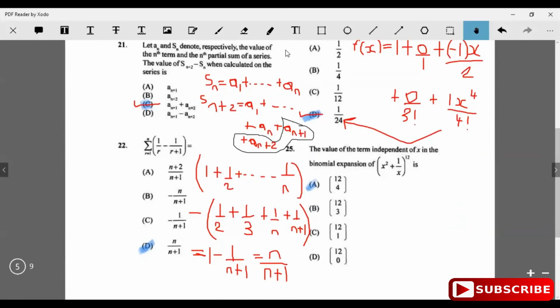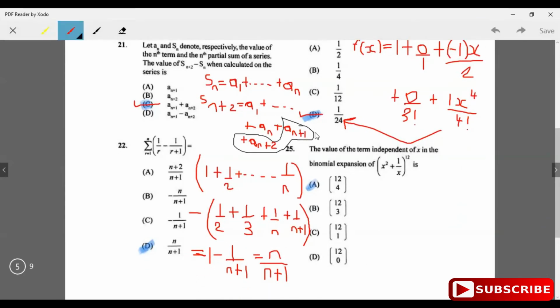Question 25 asks us for the value of the term independent of x. So if we want the value of the term that is independent of x, what we need to do is, let's say we have the first term, as you know, it's x squared. We can raise that to the fourth power and multiply it by the sum from r equals 0 to infinity of the term to the 8th power, a to the n.